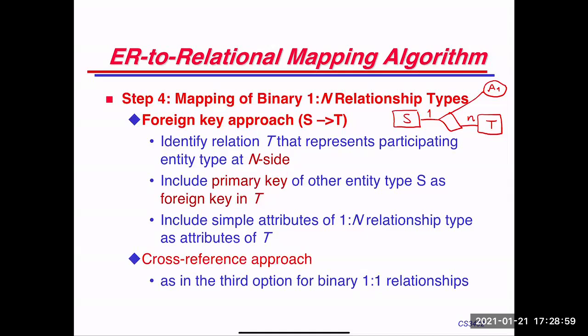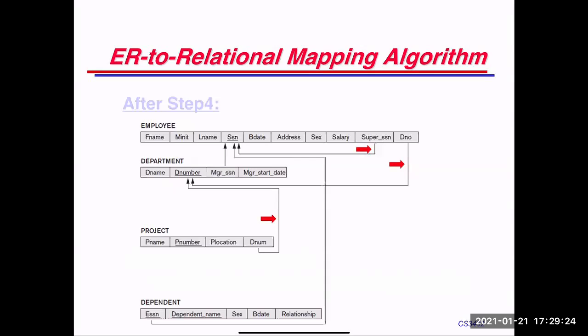Now, alternatively, if you don't like this foreign key approach, then you can do the cross-reference approach. This works exactly in the same way as we described it for binary 1 to 1 relationships. You create a new relation for this relationship here, and then you add the primary keys for these two as foreign keys. Let's look at what we get if we do this for the company database. Now we have the relations supervision, works for, and controls.